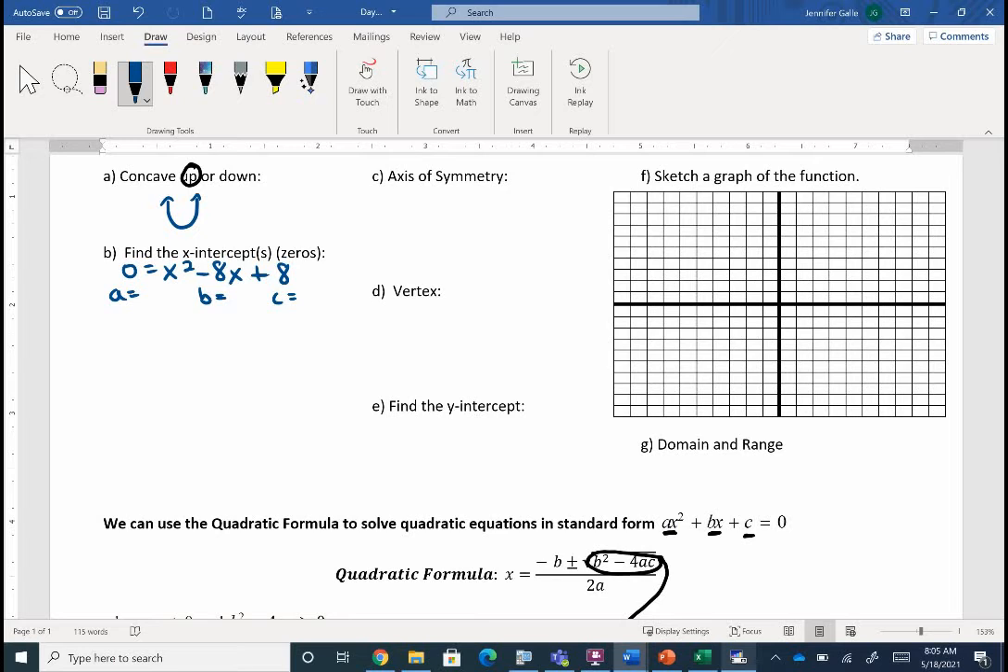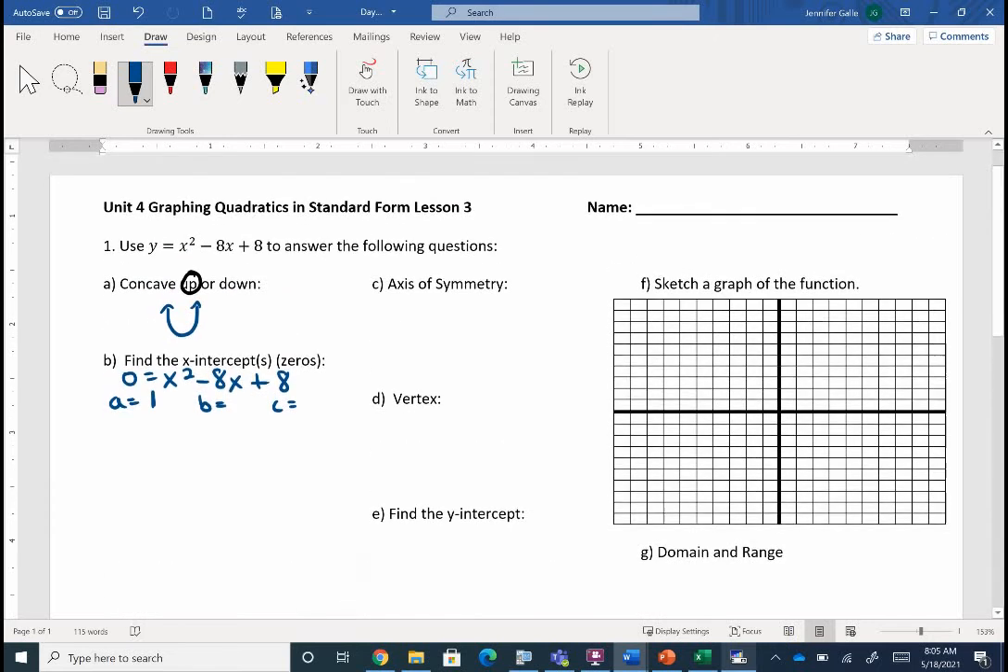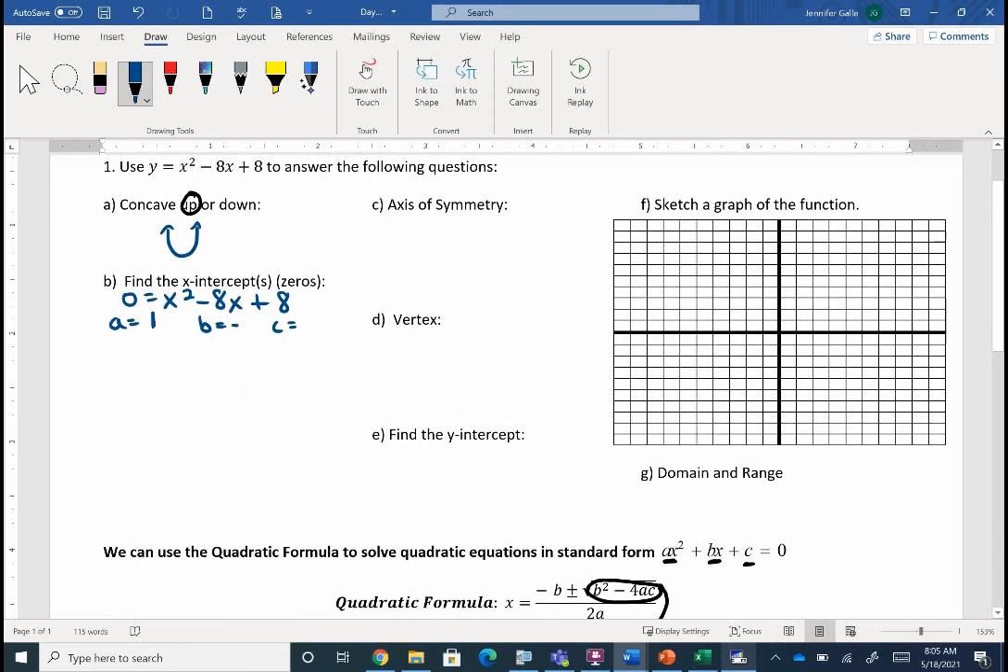The number that's really in front of that x squared, we reminded ourselves yesterday, there's really a 1 there. Our b is always the number that goes with just our plain x. Don't forget the sign. It's a negative 8. And when we talked yesterday, I said the biggest mistakes I see with the quadratic formula involve having the wrong sign. And then last but not least, our c is positive 8.